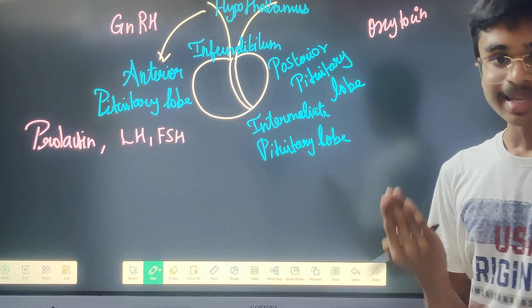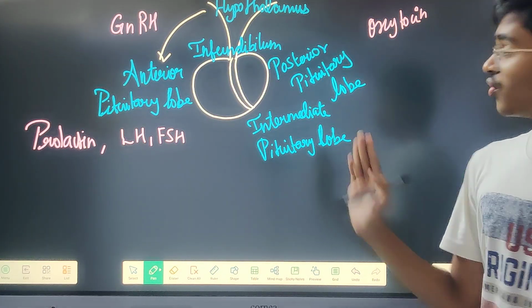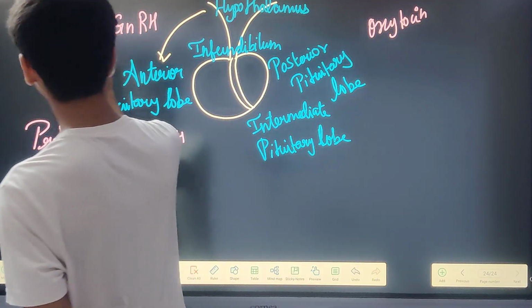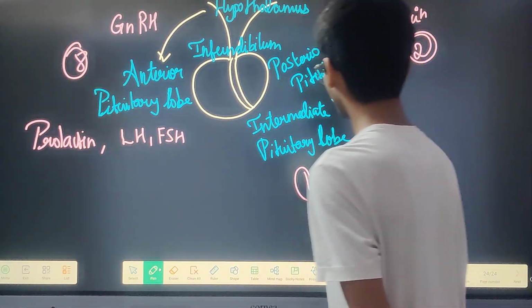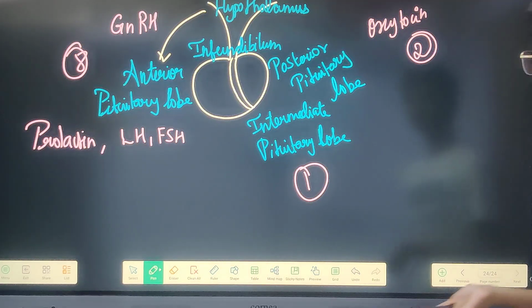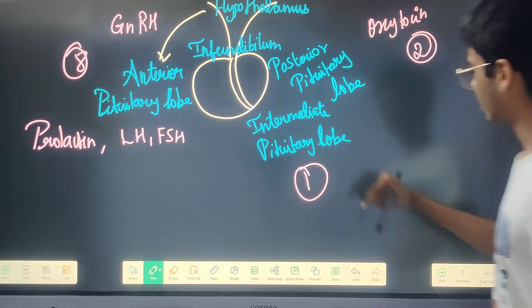Based on reproduction alone I'm saying this. The anterior lobe will be releasing 8 hormones, I can give you all of those. The intermediate will be releasing 2 hormones, and the posterior will be releasing 1 hormone. But that is not required.